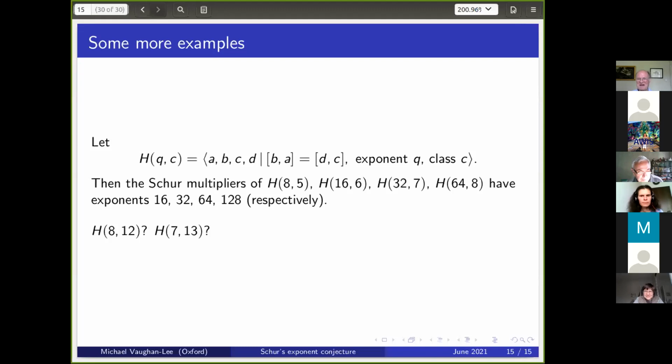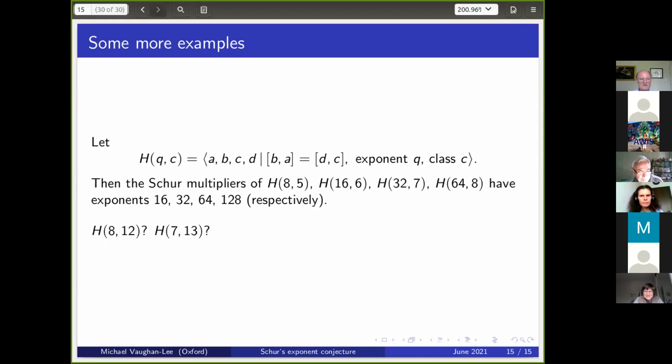Obviously, I would expect that goes on forever. H_{128,9} should have exponent 256, and so on. What other possibilities are there? Well, I'm really pretty sure that the Schur multiplier of H_{8,12}, so you make it exponent 8 but class 12, on 4 generators.